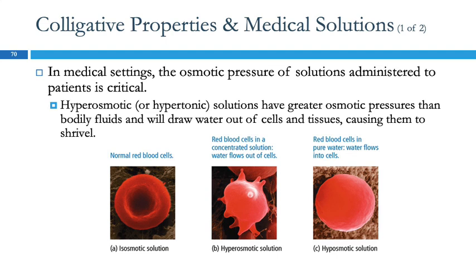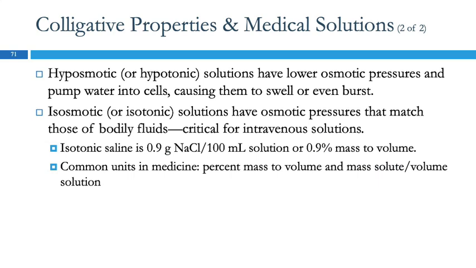So osmotic pressure is an important thing in the medical field. What you want is isoosmotic, where the osmotic pressure matches bodily fluid. Normal saline is 0.9 grams of sodium chloride per 100 milliliters of solution. That's a mass to volume, and that is a common unit used in medicine. Why? Well, it's easy to make a solution like that. You can weigh out 0.9 grams of sodium chloride, fill a container up to 100 milliliters, shake it all up, and bingo, you have normal saline.